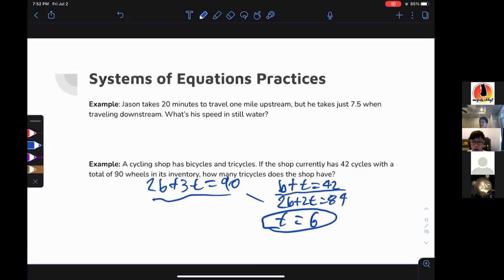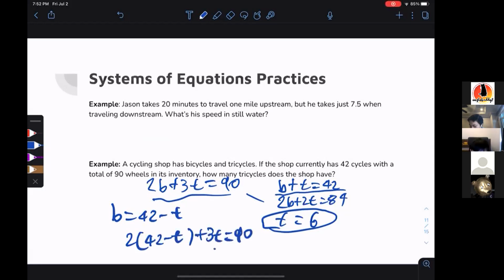If you want to do it with substitution, you can just do b is equal to 42 minus t, and you do 2 times (42 minus t) plus 3t is equal to 90. So then you have t plus 84 is equal to 90, and then you just get the same thing all over again. And so that's how you do this problem. And now I'll go on to number 1 in just a minute.